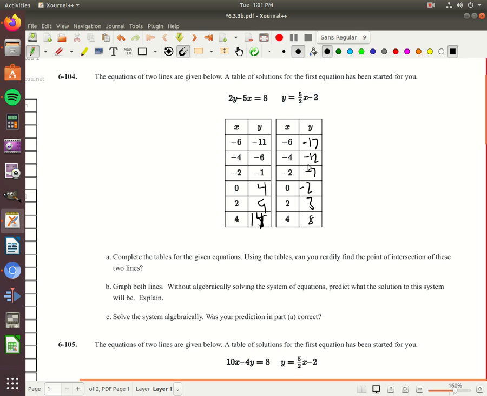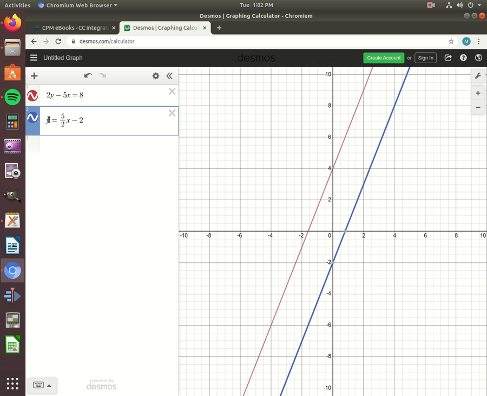I quite frankly don't think they will intersect. It looks like every time I go up 5, I go over 2. So I think we're going to have some parallel lines here. So now I will pause this and graph them, and we'll see. In Desmos I graph these two lines, and you can see that they are indeed parallel lines that are going to run forever and not touch.